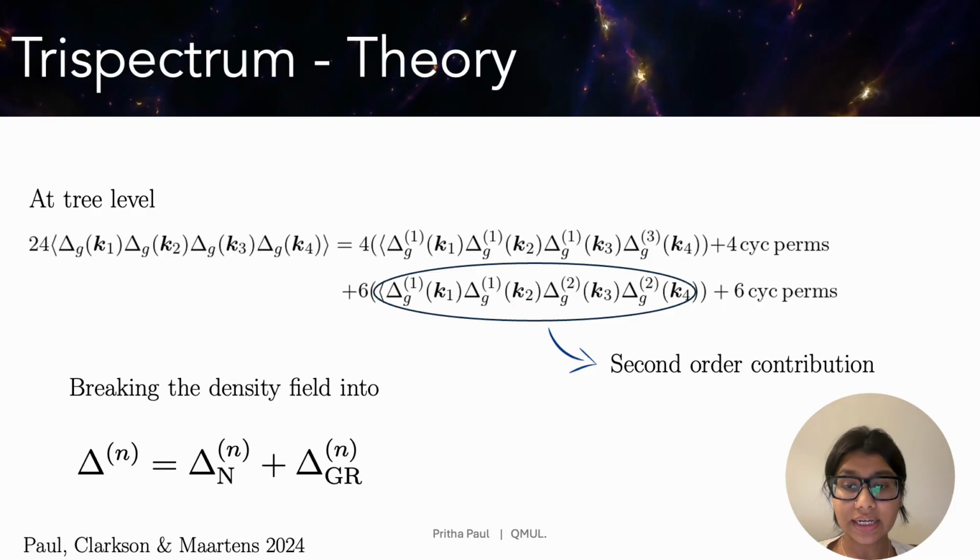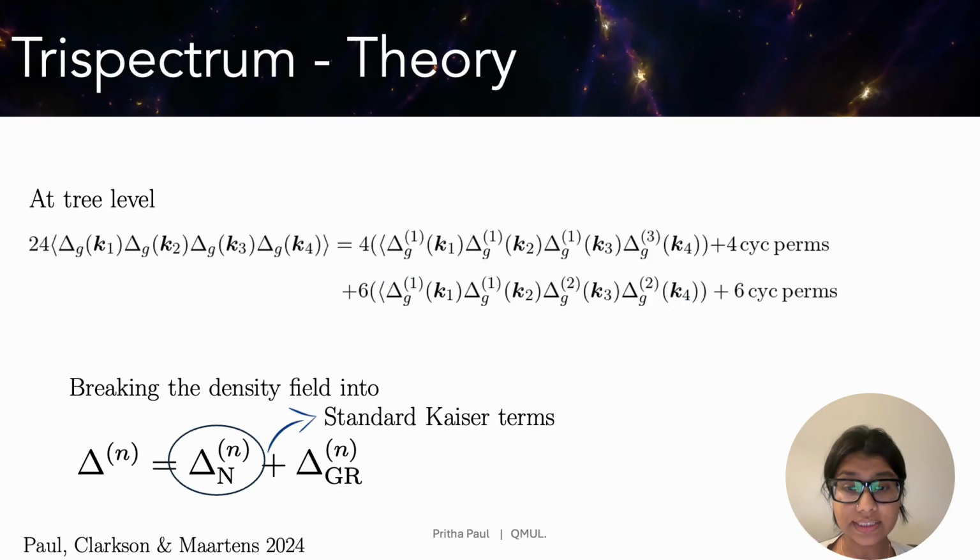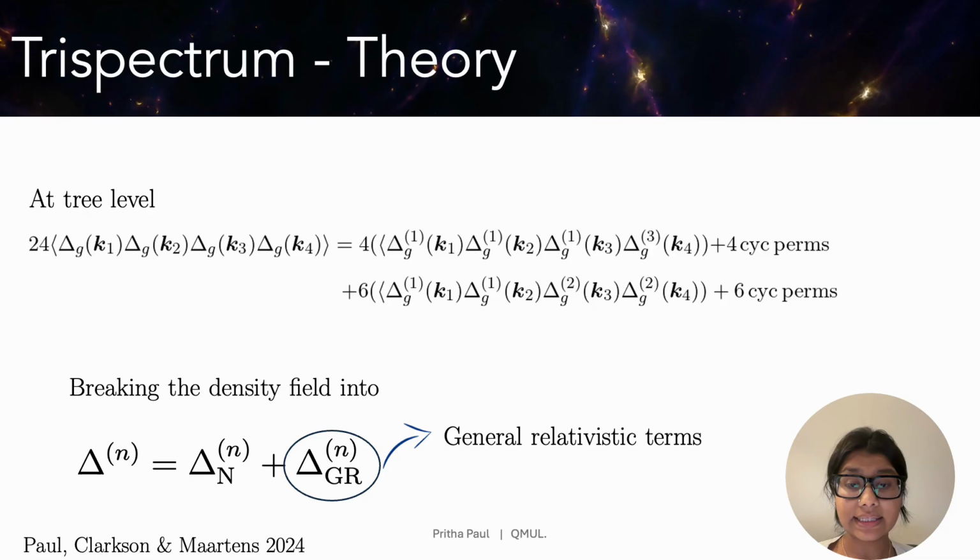So each of these kernels, we can break down into two parts. One is the Newtonian, the standard Kaiser terms, and the other one is the general relativistic term. So the standard Kaiser term is what we have seen in standard trispectrum analyses, while the relativistic terms in Fourier space are new.